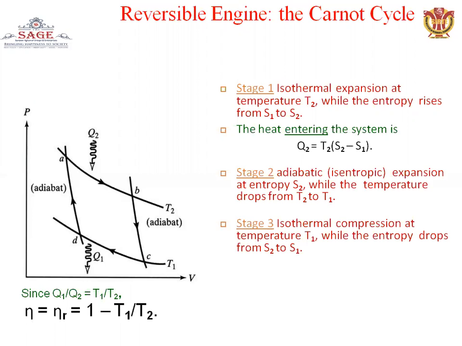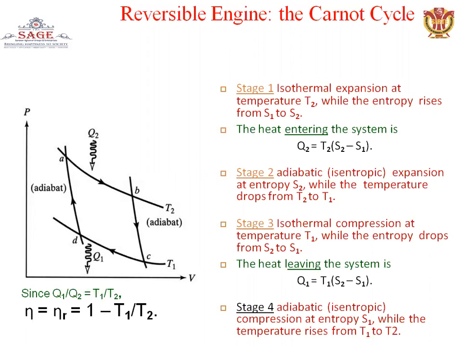The third stage is isothermal compression, taking place at temperature T1 while the entropy drops from S2 to S1. The fourth is the heat leaving the system, represented by Q1 equal to T1 into S2 minus S1. Stage 4 is adiabatic isentropic compression, in which the entropy remains constant because the heat transfer is zero. Finally, the efficiency of the reversible engine, the Carnot cycle, is 1 minus the lowest temperature upon the highest temperature.